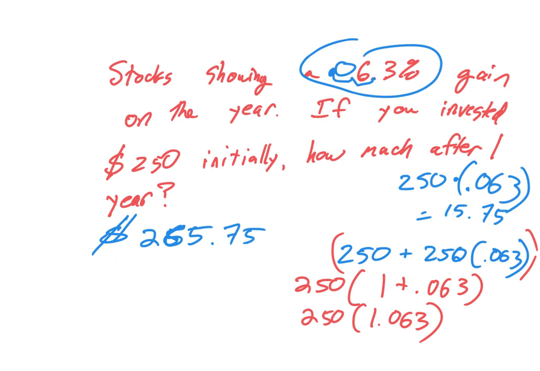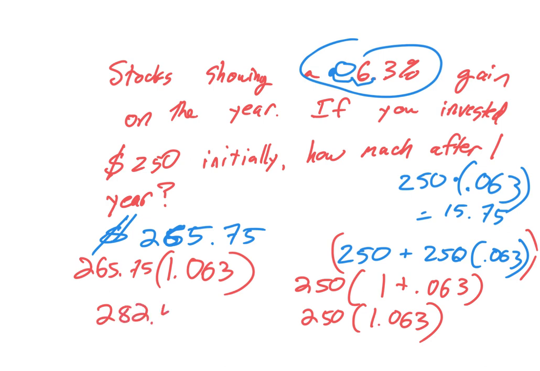Now, what if it continues to grow for another year? Well, then I could take my 265.75 and multiply that by 1.063 again. After 2 years, I would have $282.49 and some partial cents after that. There are more decimals going on, but you only get paid to the nearest cent.